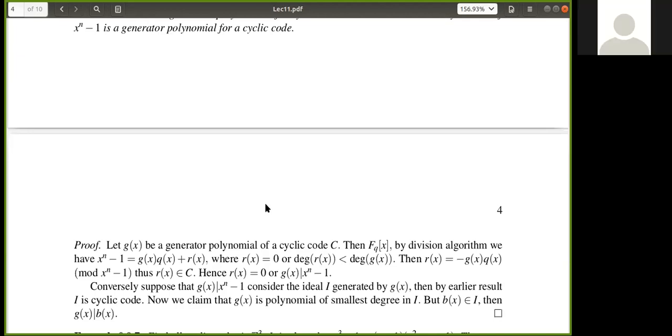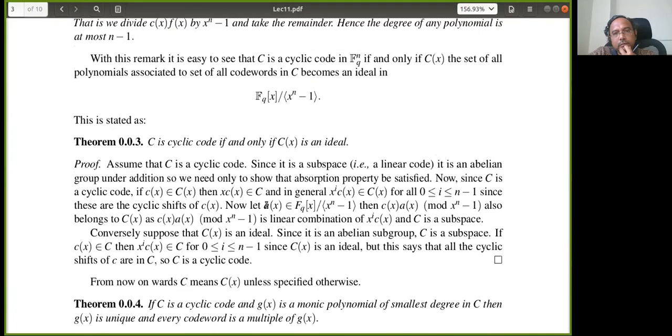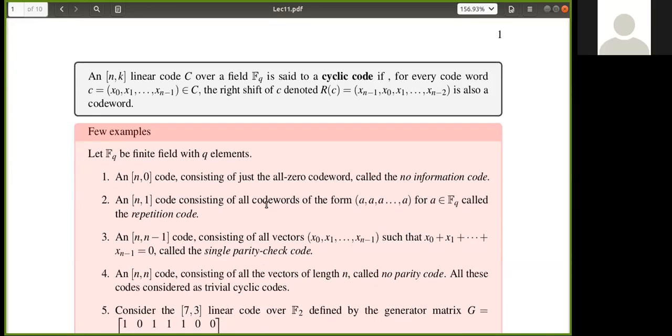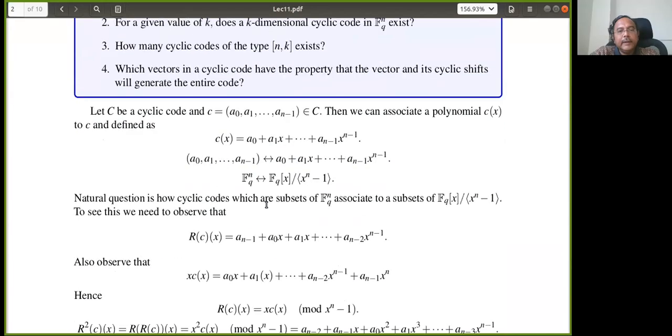Do we mention in the definition of cyclic code that it's a linear code? Yes. I told that an (n, k) linear code C over F2 is said to be a cyclic code if, first, it should be a linear code, and then there is the extra property that the cyclic shift should also be there. Yes, thank you, sir. Thanks for asking.